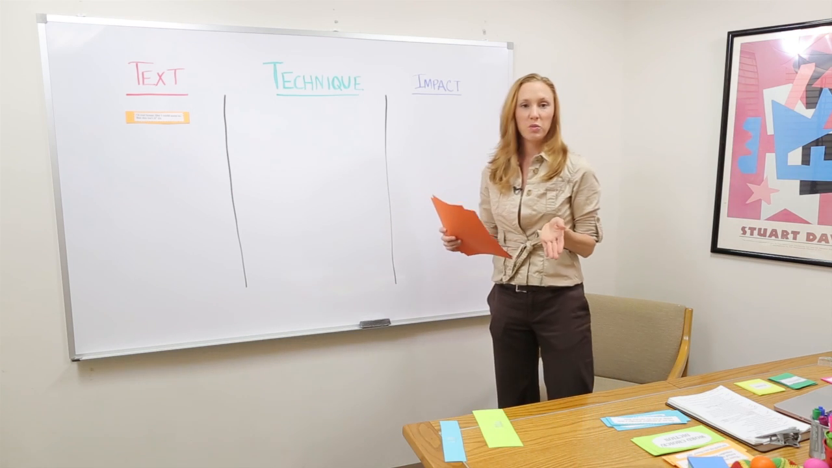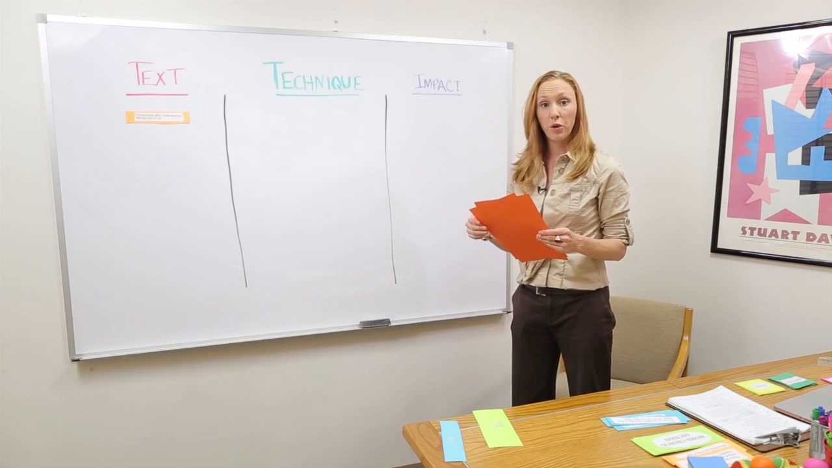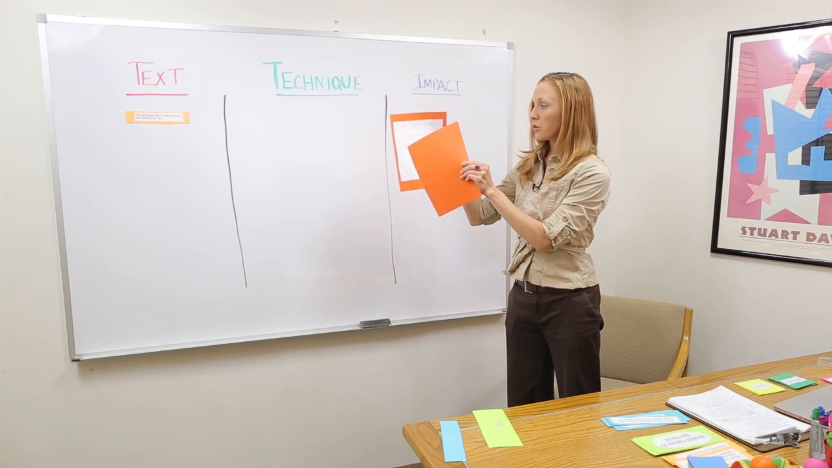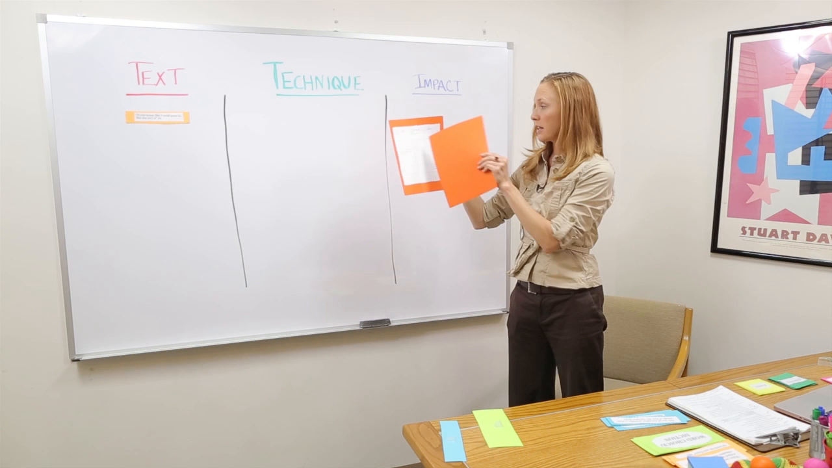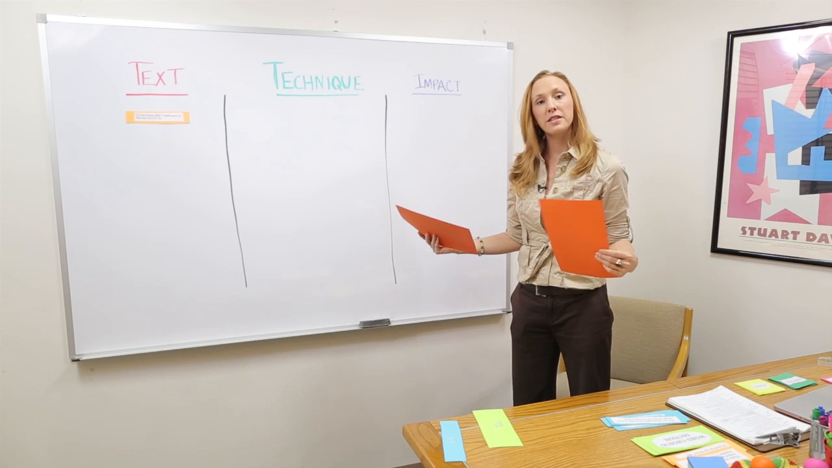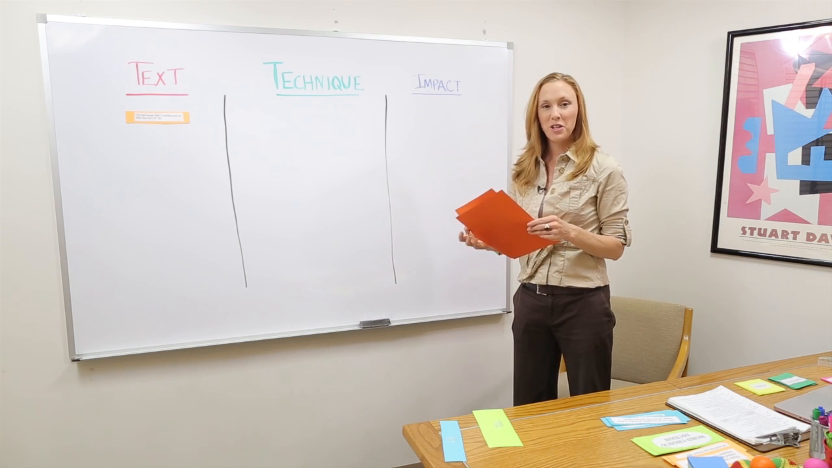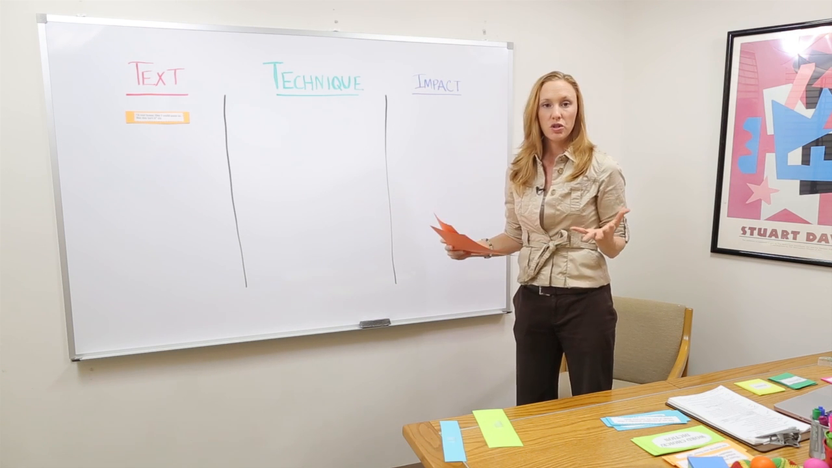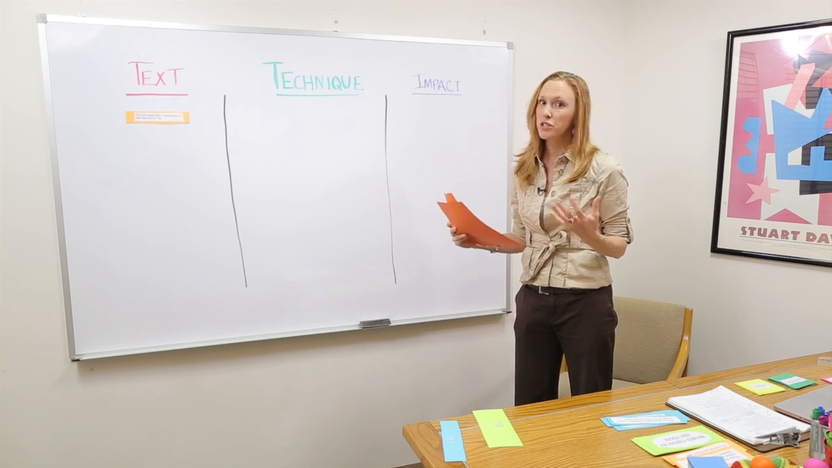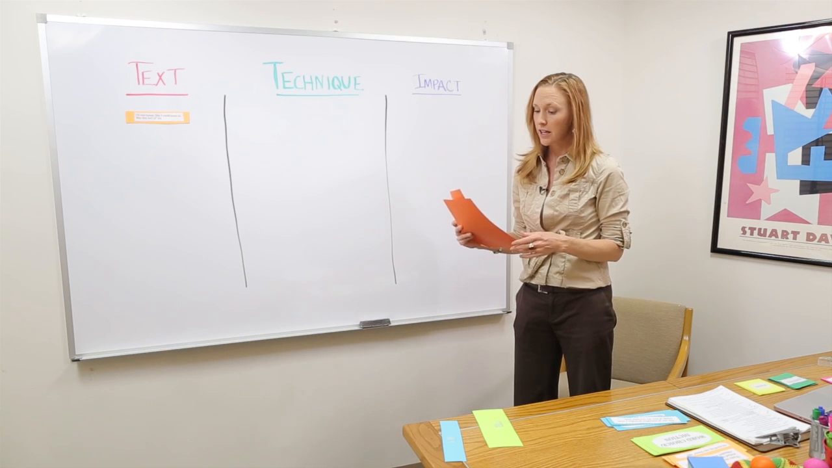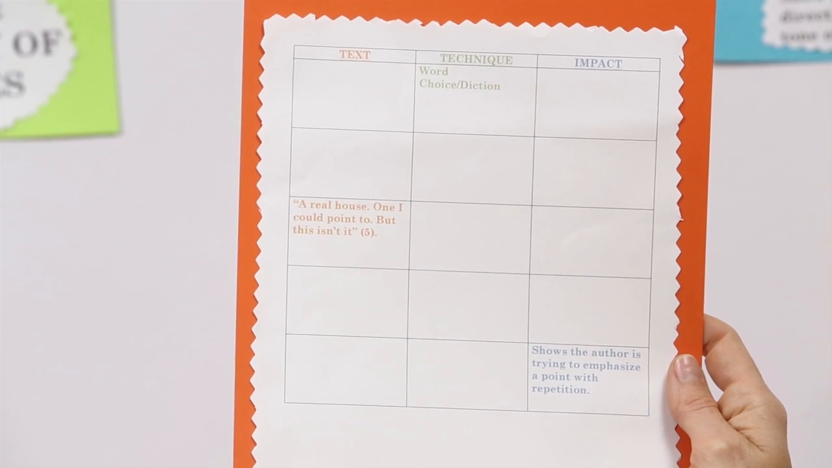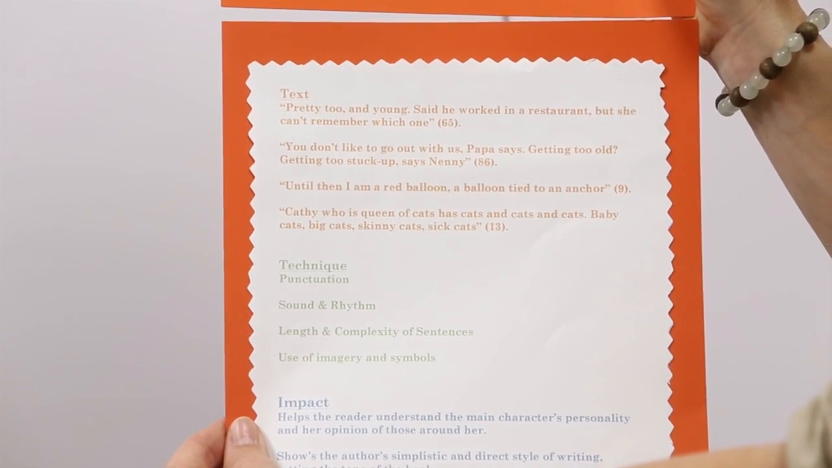So the first thing I would do with my students is provide them with a worksheet that has boxes which have some text in them, some technique, and some impact. So let's say we've read the book House on Mango Street by Sandra Cisneros, and I want my students to really understand her style, which is very unique and distinct. As I said, they'll get a worksheet. They'll also have all the text and technique from the worksheet. So all they have to do is fill in the boxes.